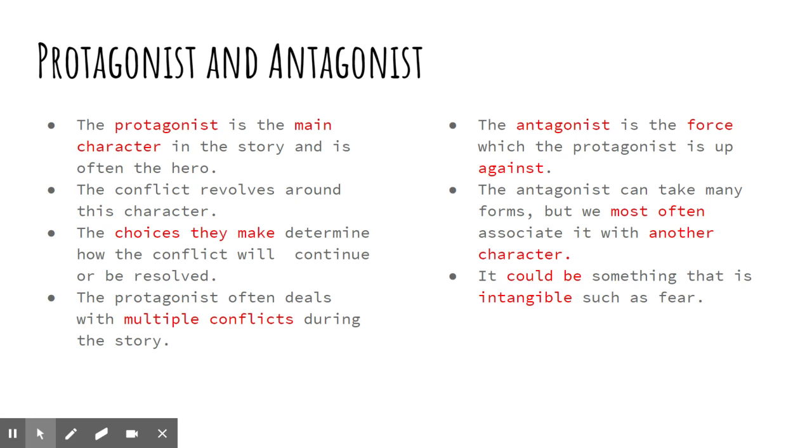The antagonist is whatever force the protagonist is up against. The antagonist can take lots of forms, but most often we associate it with another character. We will get into these different types of conflict here in just a minute. It could, however, be something that's intangible, such as fear. Intangible means something that you can't touch. So fear is something you can't touch, and that could be the antagonist in a story.